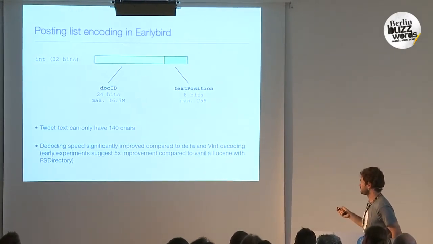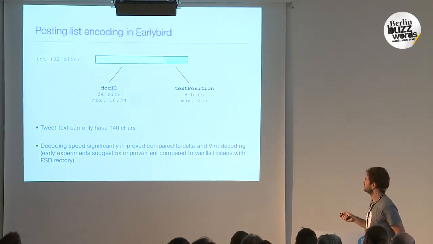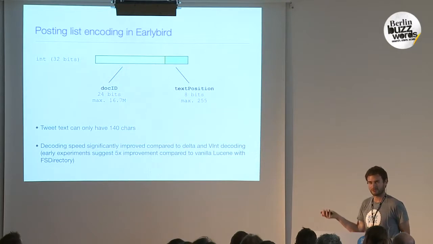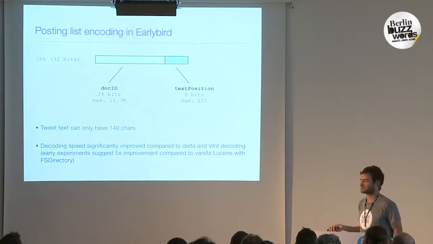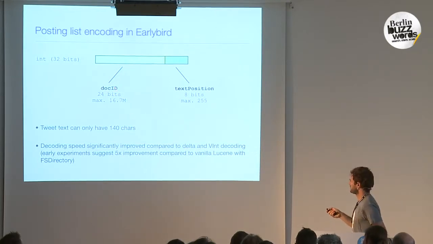And we use the upper 24 bits for the Docker ID itself. That's why the maximum value we can store is 16.7 million. And I said earlier, our maximum time slice size is 16 million tweets. That's where the number comes from, because we use 24 bits.